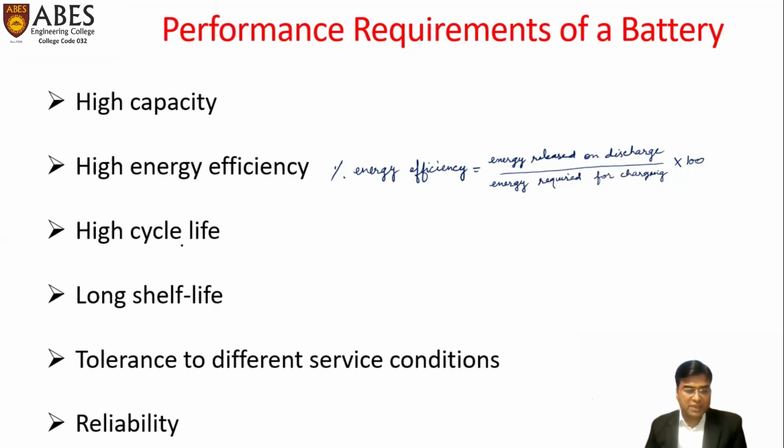High cycle life. Cycle life refers to the number of charging and discharging cycles before its failure. It should have long shelf life. It should show tolerance to different service conditions like temperature variation and shock. It should be reliable and safer in its usage. So those are certain criteria which should be met for the commercial application of a battery.